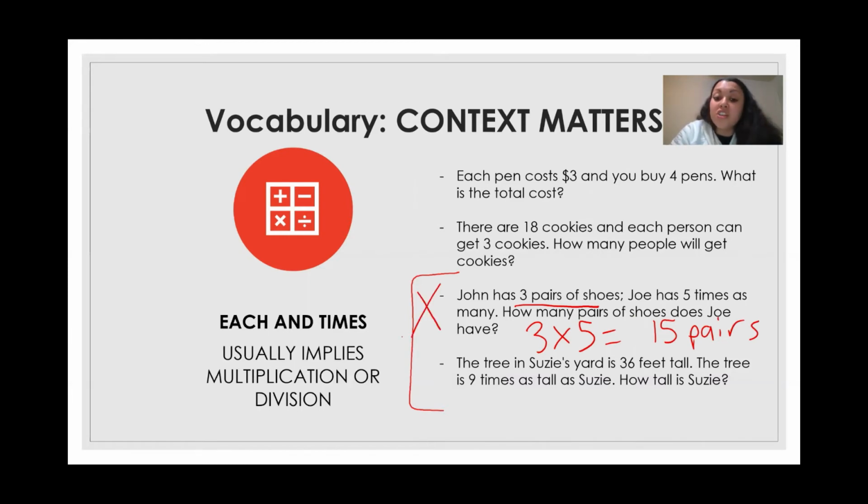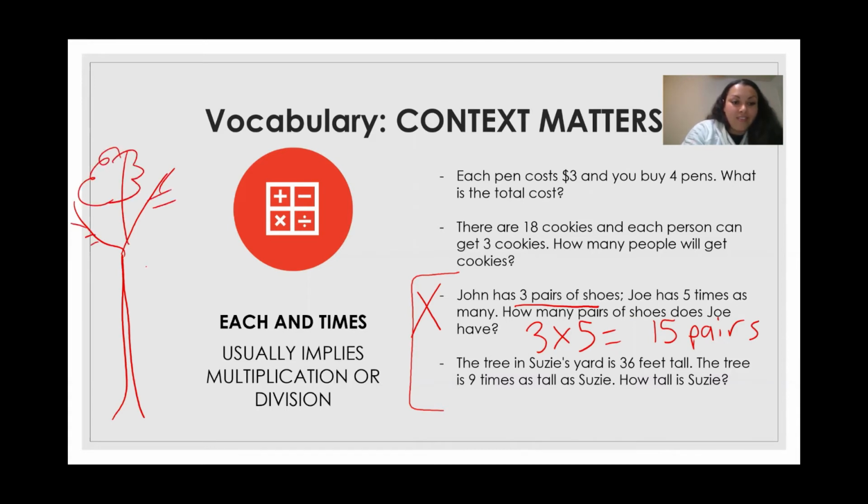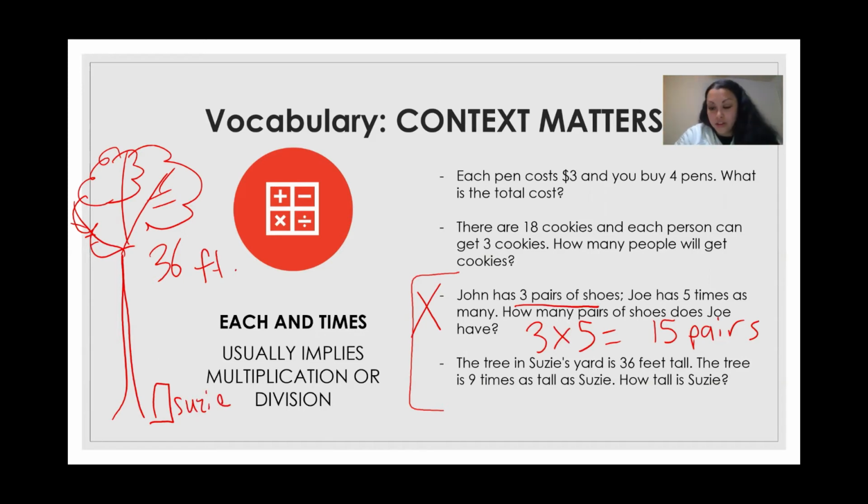The next question says, the tree in Susie's yard is 36 feet tall. So if we kind of draw a tree here. It's a very odd looking tree, but so it's 36 feet tall. The tree is 9 times as tall as Susie. So Susie is down here, and it's 9 times as tall as her.